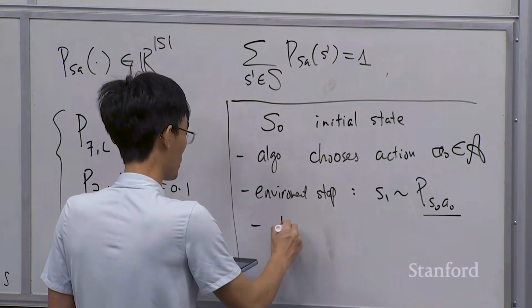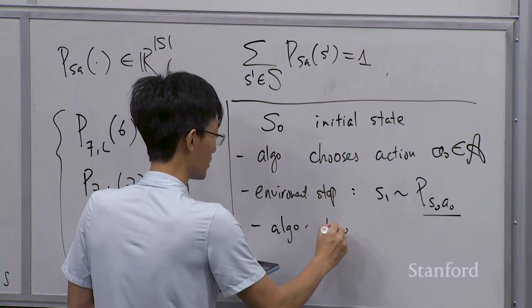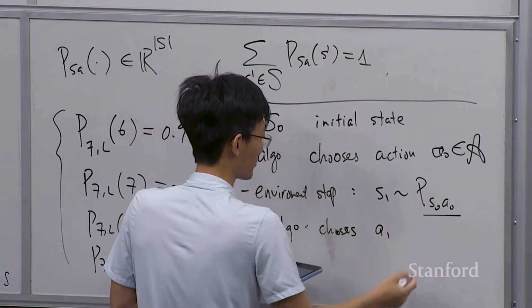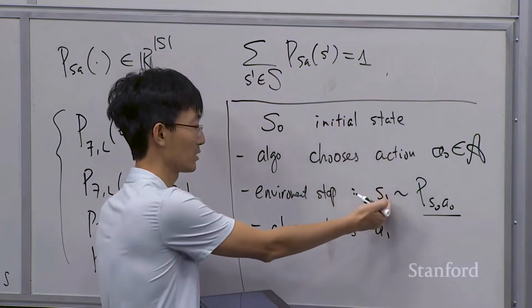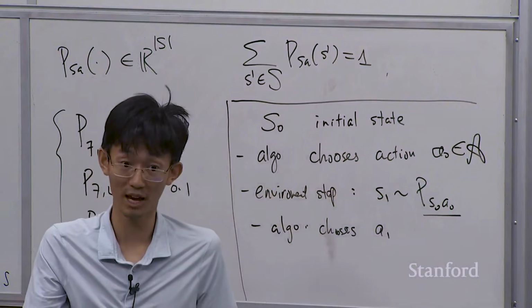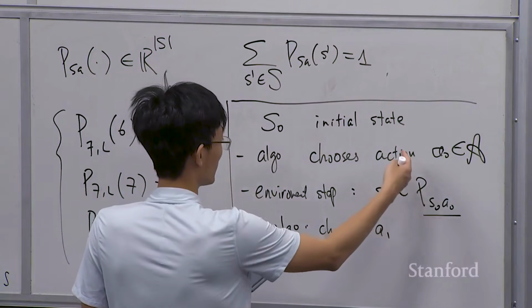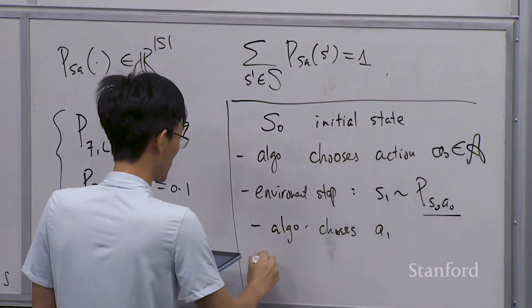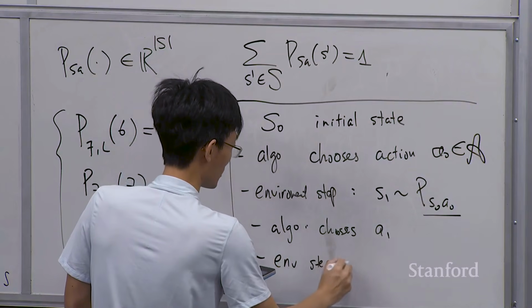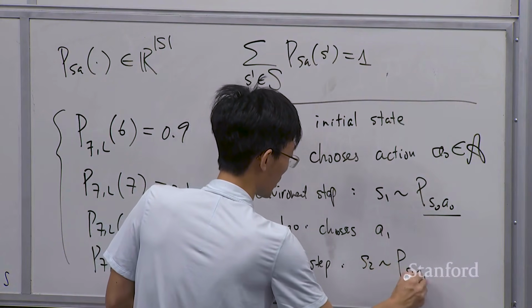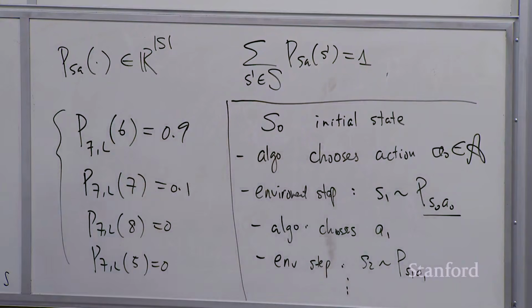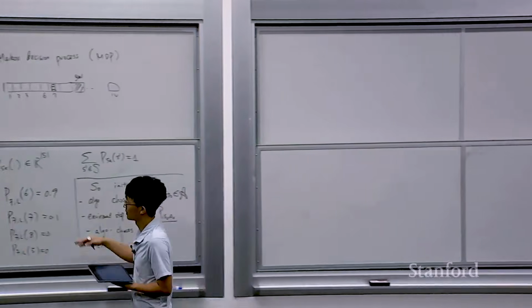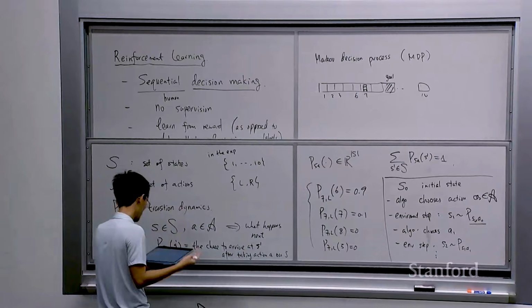And then the next time the algorithm will choose action A1, most likely from the observation S1. We're going to talk about how the algorithm chooses the action A1, but the algorithm chooses it in some way. And then you do the environment step again. So S2 is from PS1A1. And then you just loop over this. Each time you're making a decision on the actions, and then you transition to a new state. Okay, so that describes how the world is changing over time based on our decision.